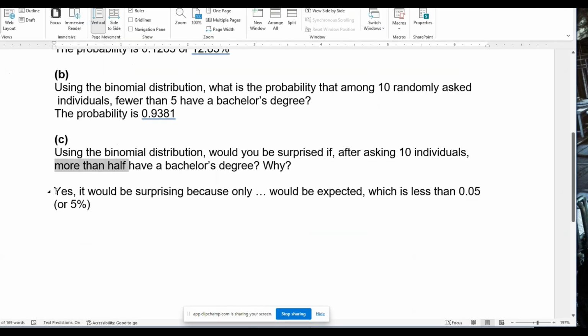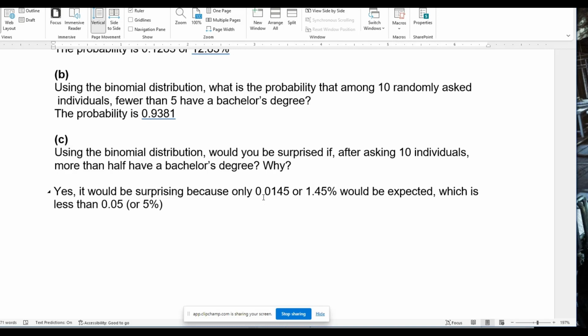So would it be surprising? Yes, it would be very surprising because only, paste that in, 1.45% of all groups would be expected to have more than half with a bachelor's degree, which is much less than 5%. Now, we'll talk about the 5%, or if you've had statistics before, you know that that's a common level of significance. But if you haven't, this is something we'll talk about later on in our stats classes.